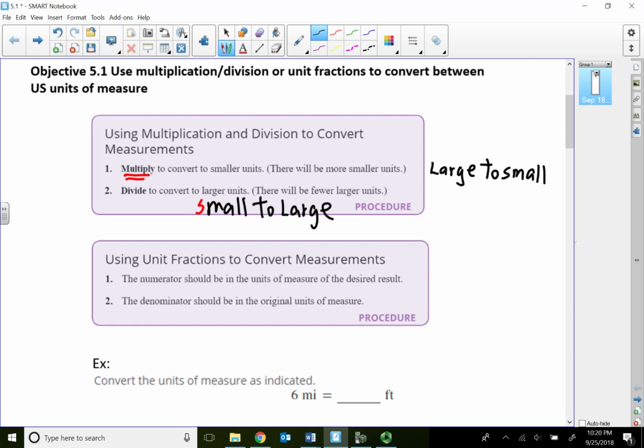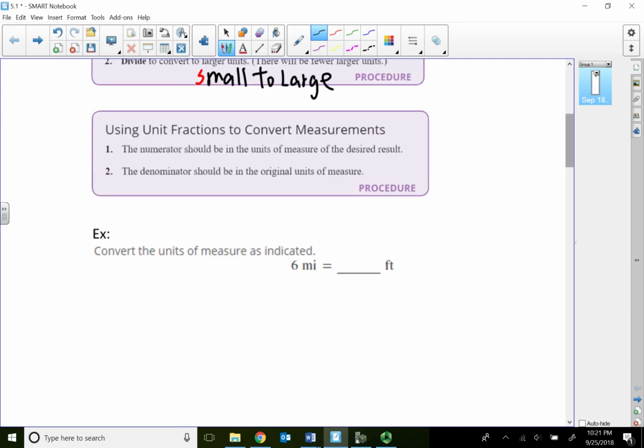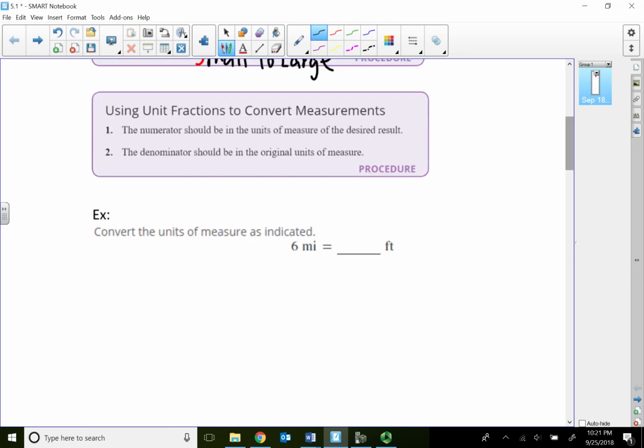Using the unit fraction way to convert, the numerator should be in the same unit of measure as the desired result. The denominator should be in the original unit of measure. I think the easiest way to show you the unit fraction is to actually show it to you. Okay, so let's give this a try. Let's use the shortcut first, which is multiply or divide. Then I will set up the unit fraction method.